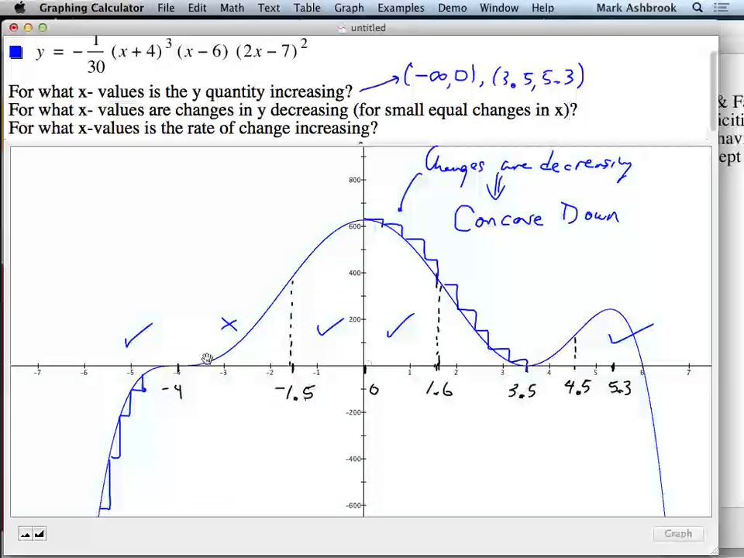All right, so we got negative infinity to negative 4, negative 1.5 to 1.6, and 4.5 to infinity. Ask me now if I lost you or you're confused. Negative 1.5 to 1.6. And what's the other one? 4.5 to infinity. Questions on question number 2?